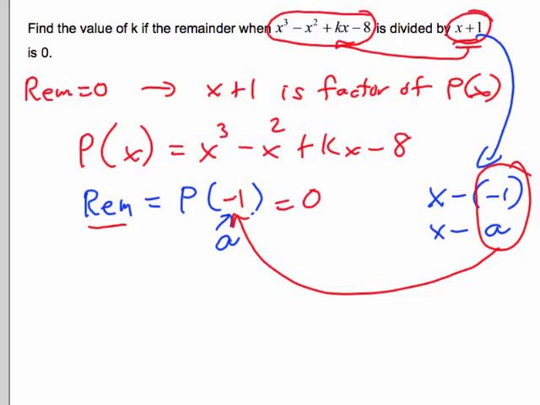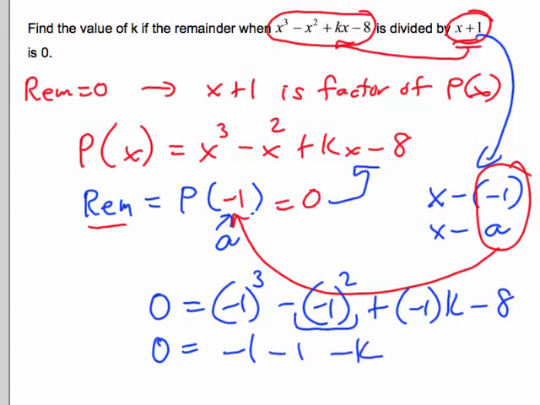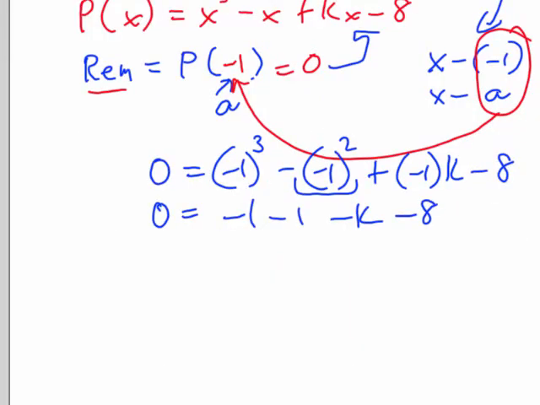All right, so all we need to do to find the missing value of k is apply p of negative 1 to this. In other words, putting negative 1 in for x will give me an output of 0. So 0 equals negative 1 cubed minus negative 1 squared plus negative 1 times k minus 8. Negative 1 cubed is negative 1, negative 1 squared is 1, so it's minus 1, minus k minus 8. So that would be 0 equals negative 10 minus k. In other words, k is negative 10.